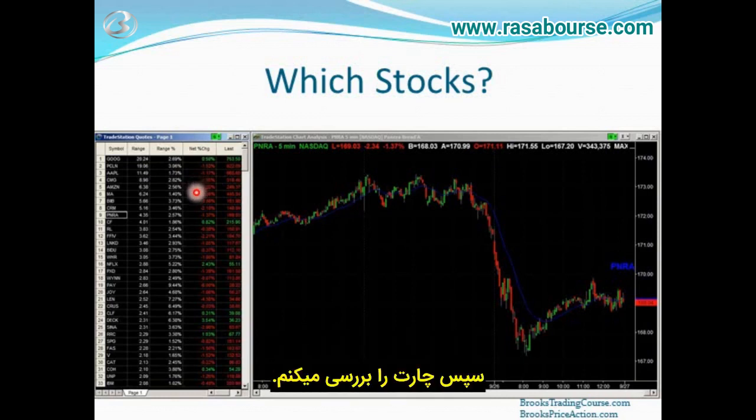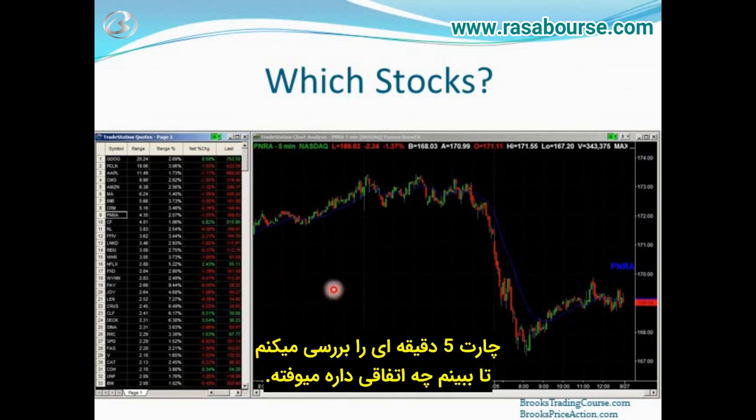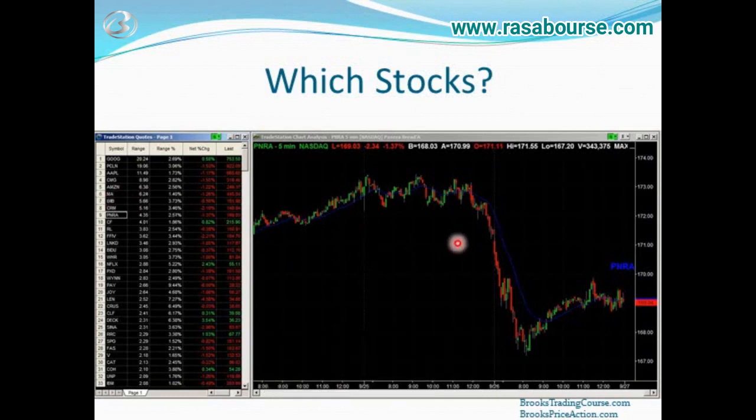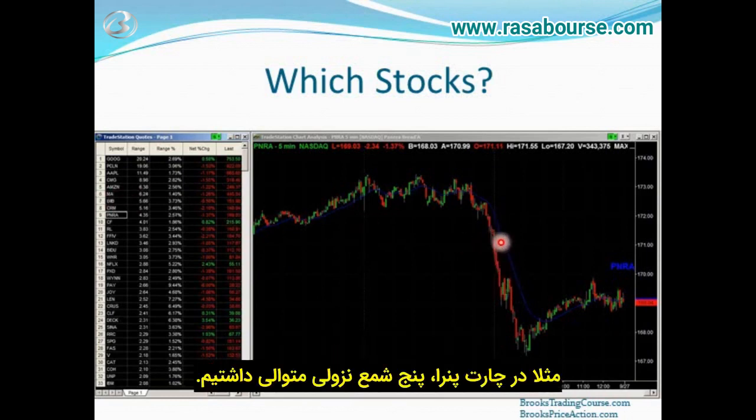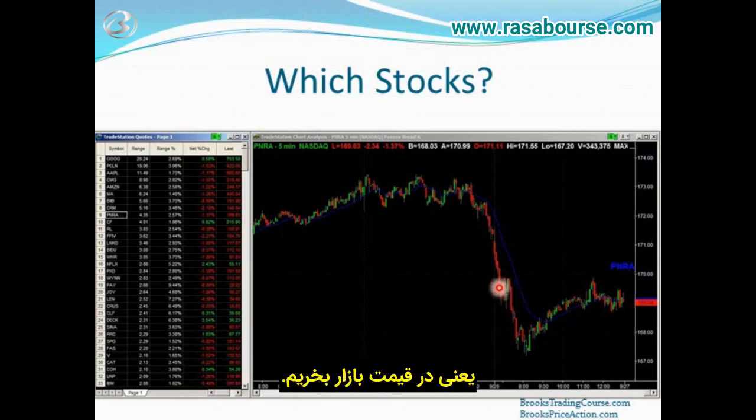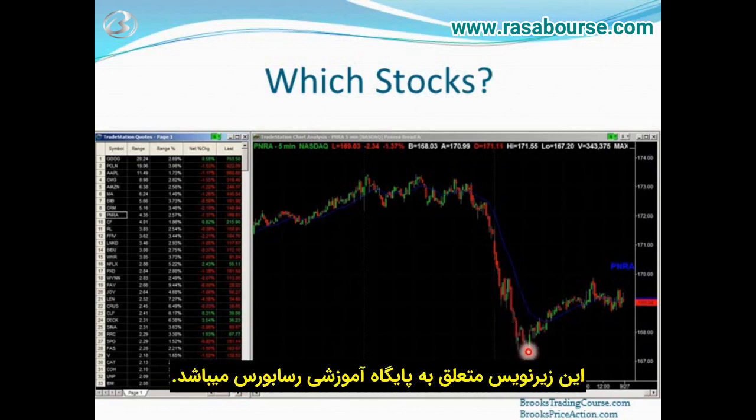And then I take a look at the chart, the 5-minute chart, to see what's going on. So Panera, for example, had 5 consecutive huge bear bars. So that would be a reasonable stock to just go ahead and buy an at-the-money put at the market. And then the stock pattern, little wedge bottom, get out at the market down here.